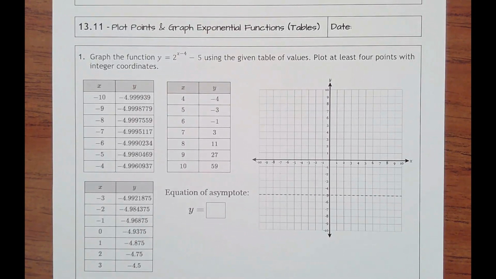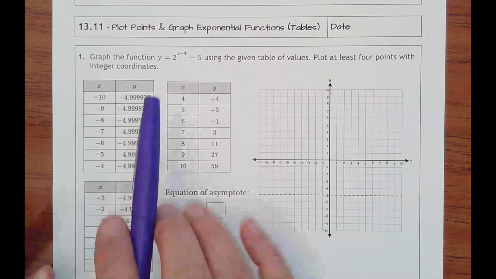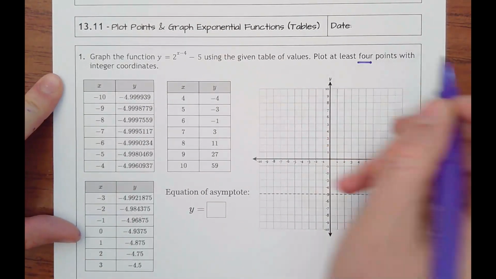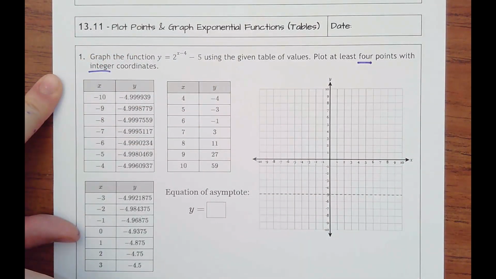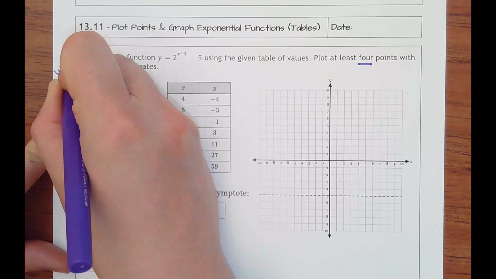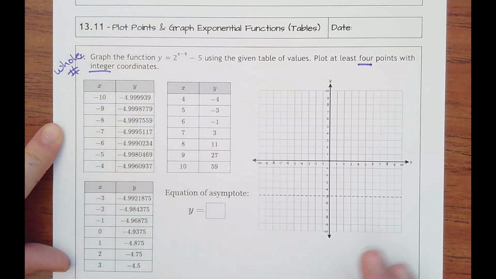Lesson 13.11 is plotting points and graphing exponential functions from a table. It says graph the function y equals 2 to the x minus 4 power minus 5 using the given table of values. Plot at least 4 points that have integer coordinates. Integer means a whole number. Could be positive, could be negative, but it can't be a decimal.